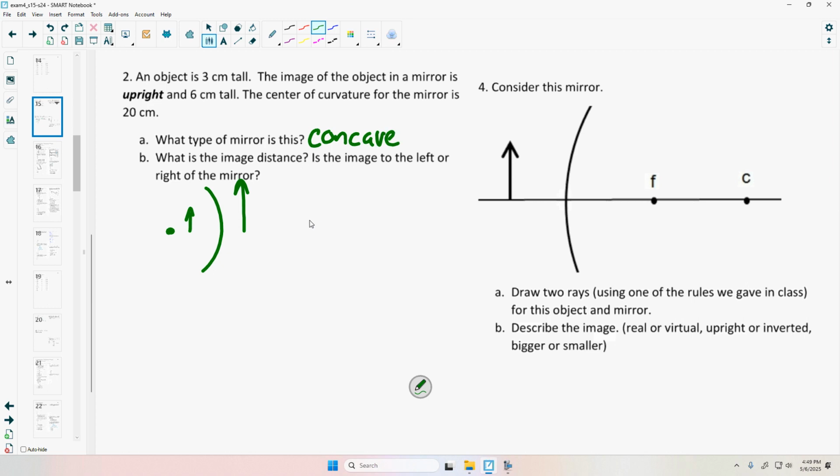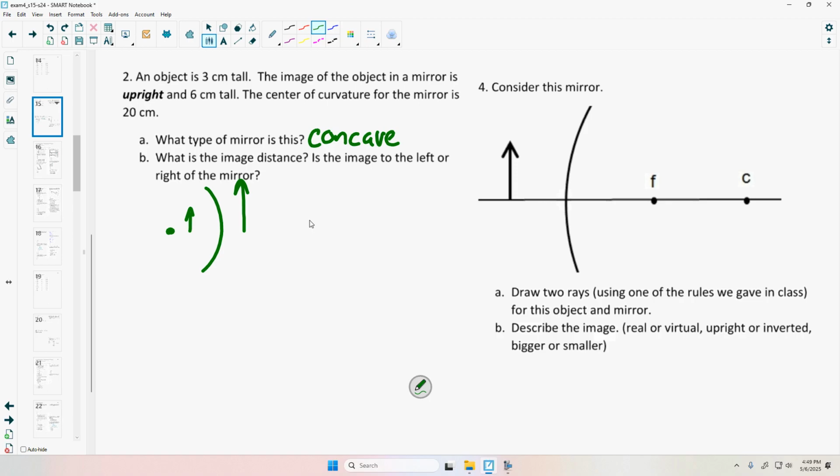Okay? And then for the second part, I need to find the image distance. That's where we're solving that system of equations. Yours is going to be very similar to this. So you'll need to first determine the type of mirror, or lens, could be a lens, and then find the image distance. You want to do that part too?